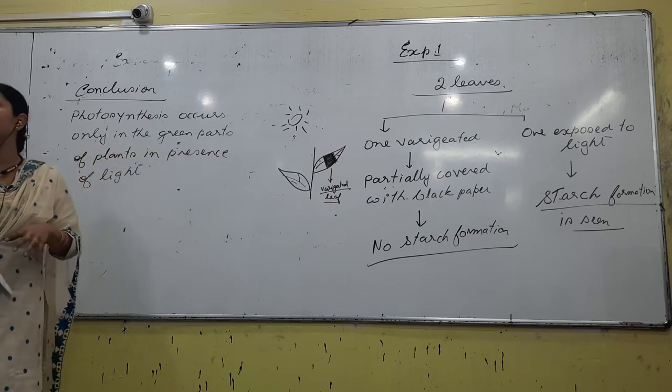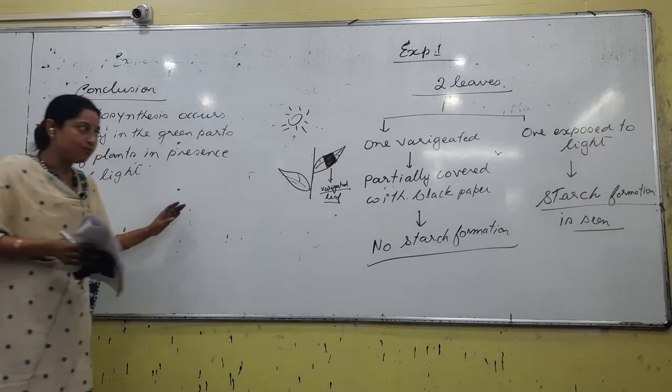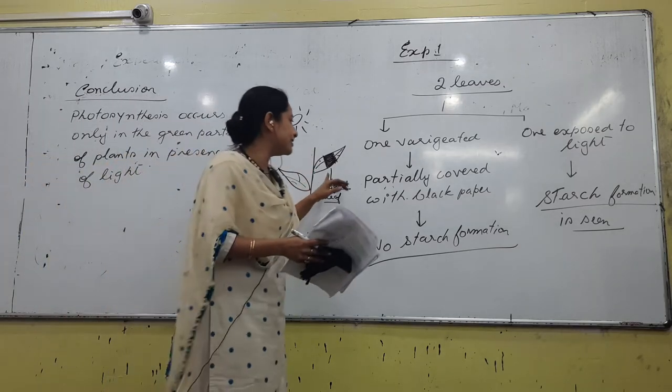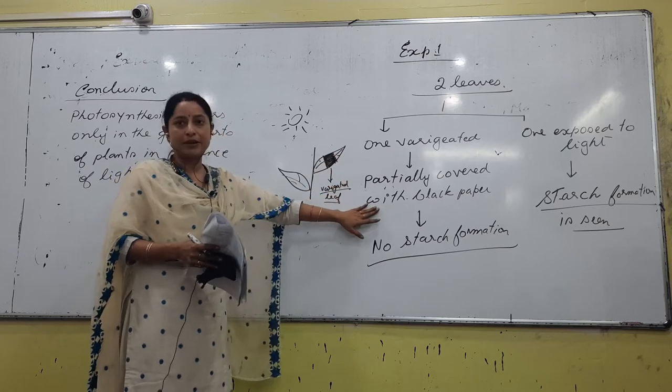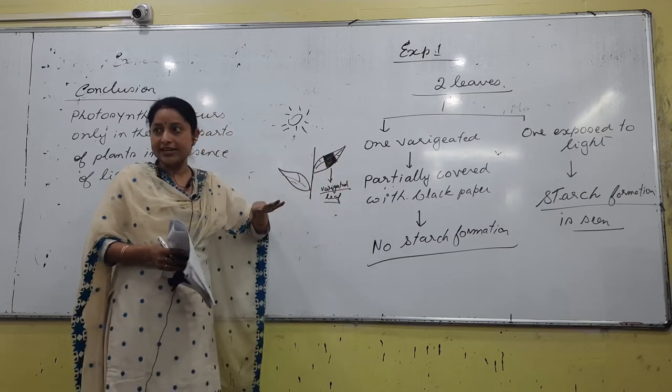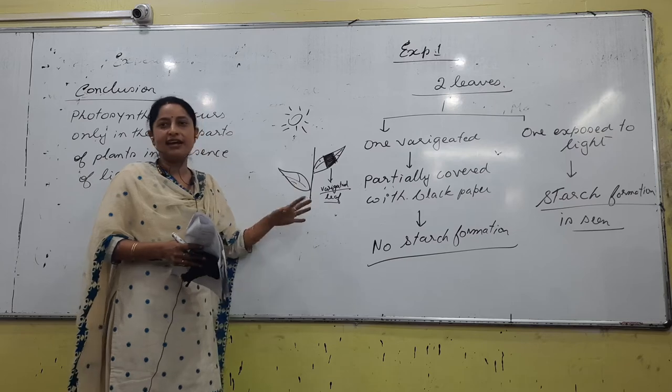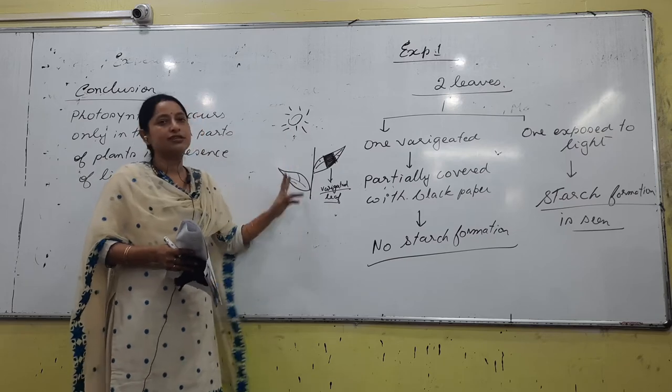To prove that statement, what we have taken is two leaves. One leaf, a portion of it covered by a black paper, and that type of leaf is called a variegated leaf, and one leaf, the entire leaf, completely exposed to the sunlight.